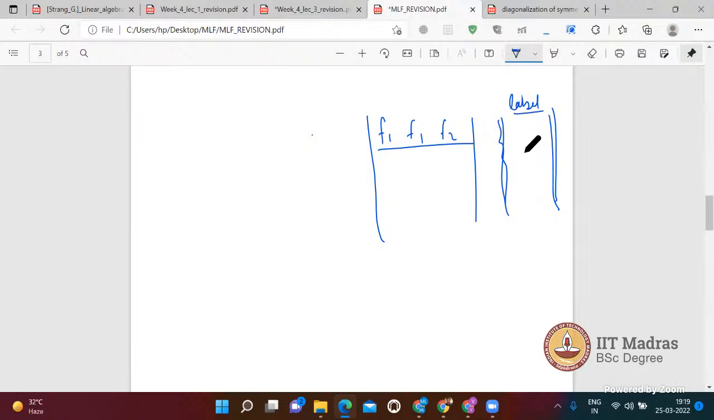For example, if I'm having the label, say the label for the first patient is 1, that means the patient has Alzheimer's disease. Or for the second patient, the label is 0.